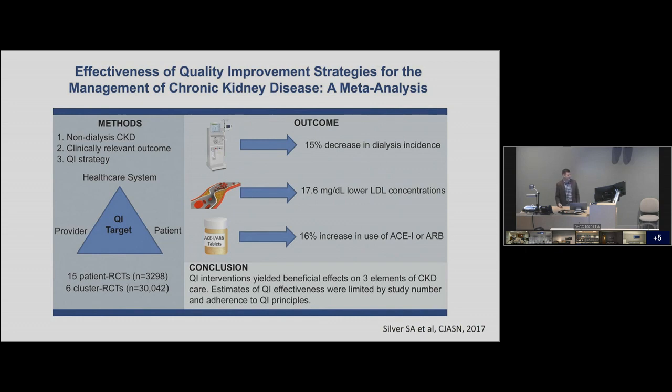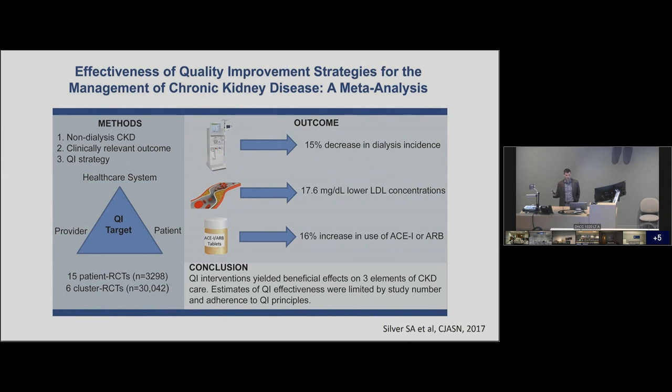So this is a meta-analysis we did where we looked at patients with non-dialysis chronic kidney disease. We looked at whether a quality improvement strategy affected a clinically relevant outcome like mortality, dialysis incidence, blood pressure, things like that. And we only looked for randomized control trials. We identified 15 patient randomized control trials and 6 cluster level randomized control trials. So that looks like a big number, 20 trials.